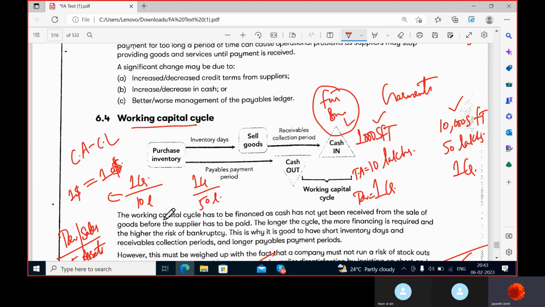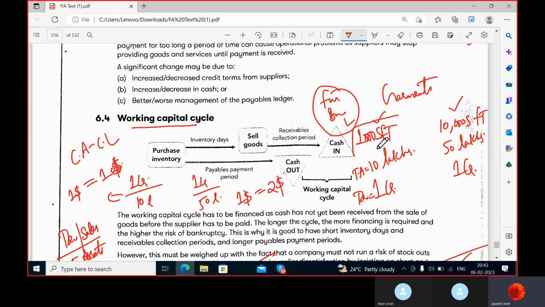Yes or no? Yes, sir. And here we have invested $1 and we have generated a revenue of how much? $2. Correct? Correct or wrong? Yes, sir, correct. So what do you think? Which is a better performing shop?